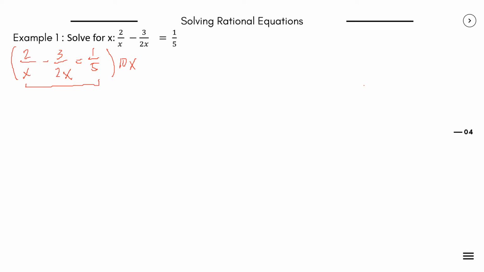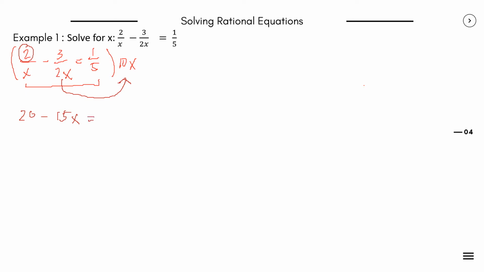So, ilan x ang makukuha natin sa 10x? That's going to be 10 times 2, so 20. Kasi, 10 divided by 10x is 10 times 2 is 20. Minus 3 over 2x. So, 2x divided by, i-divide natin siya sa 10x, so magiging 5x times 3. It's going to be 15x.